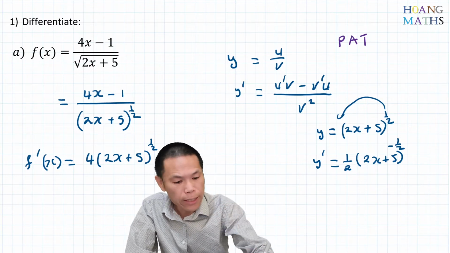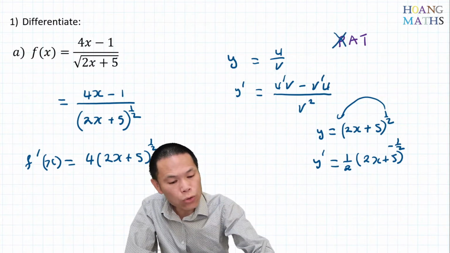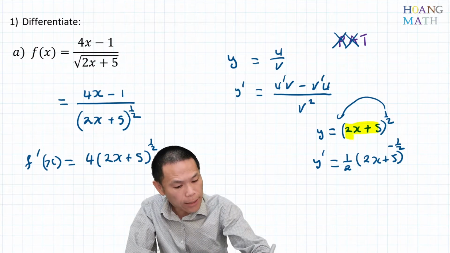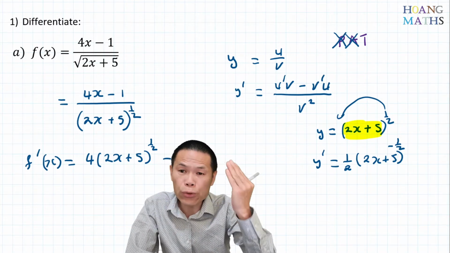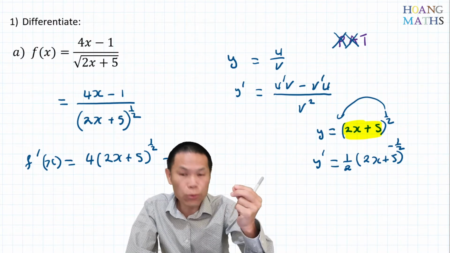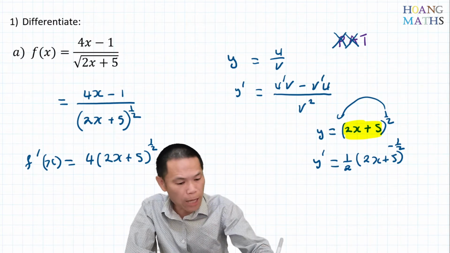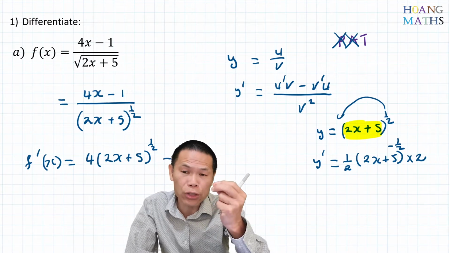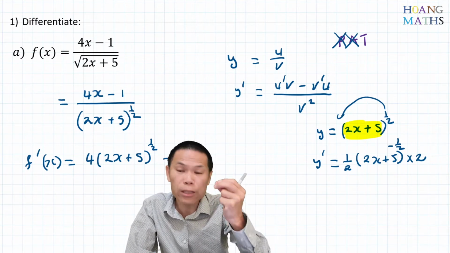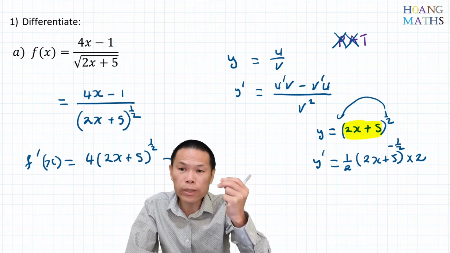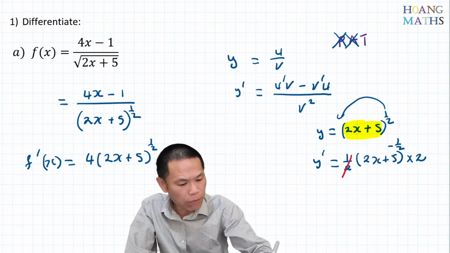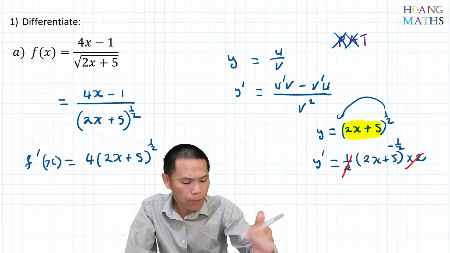Then don't forget, we're not done with this. Now we differentiate the angle. So we treat this as an angle. Differentiating 2x plus 5 gives 2. So we just times 2. Now we differentiate the trigonometry function. There's no trig function there, so we ignore it. Okay, now we're done. Then we simplify. So simplify this, that gives me that.